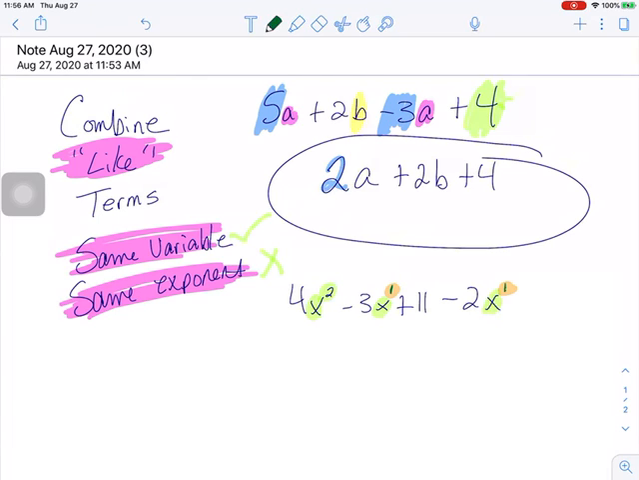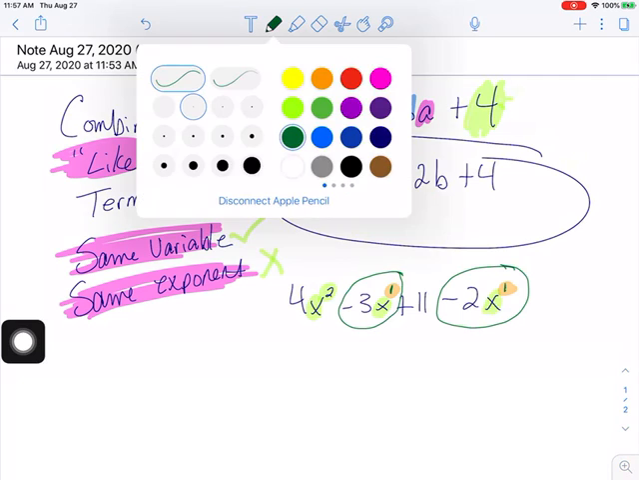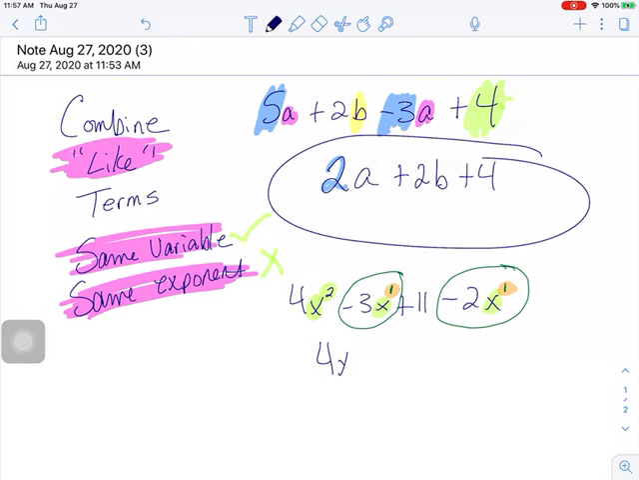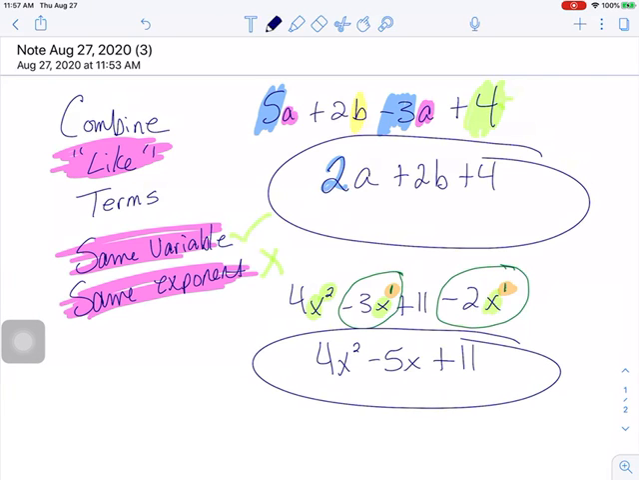So what I can combine is I can combine this negative 3x with this negative 2x. Those are the ones that are exactly the same variable and the same exponent. Everything else I'm just going to copy down because this one has an x to the 2 and this one has no x at all. So my answer will look like 4x squared, negative 3 minus 2 is negative 5x, plus 11. And that is my most simplified expression.